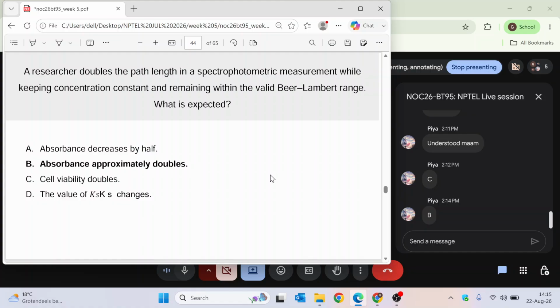And this path length decides the distance the light travels through the solution. It can be 1 centimeter, which is very common, or it can be of different ranges. So because the equation is A is equal to epsilon C l, there is a direct, linear relationship between absorbance and the path length. They are directly proportional. Therefore, when the path length doubles, the absorbance value also is going to double.